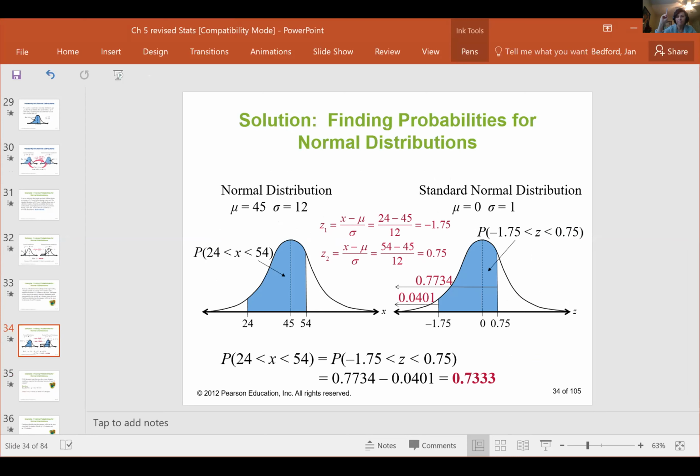You've got to look up both of those values in the table, because everything to the left of this 0.75 was 0.7734 going all the way out to the tail, but we've got to subtract what's to the left of negative 1.75. To me, it's a lot more work using the table. I like using the calculator, but you can do it either way. Okay?